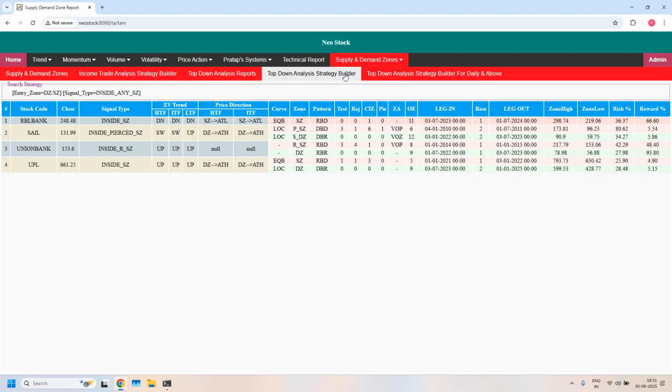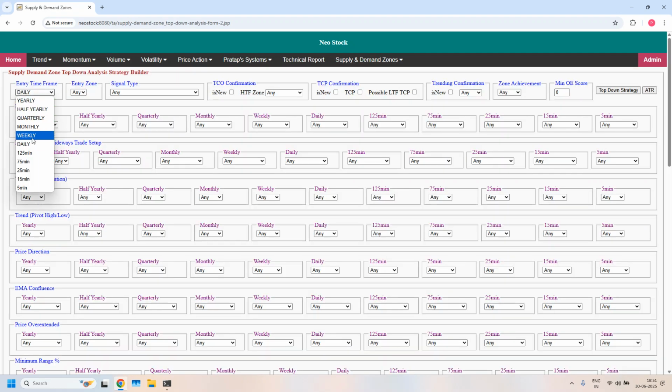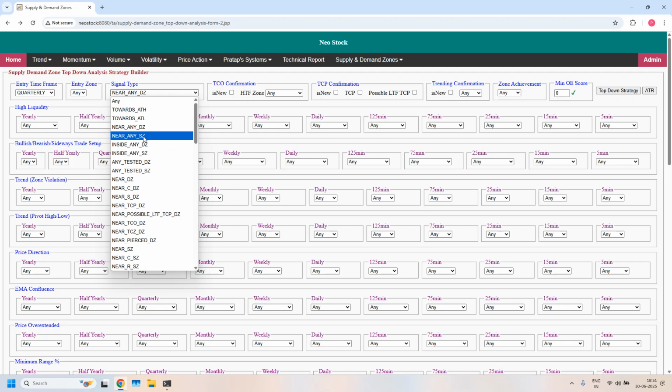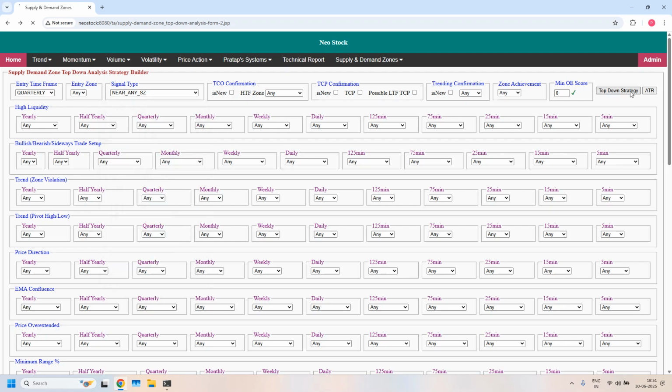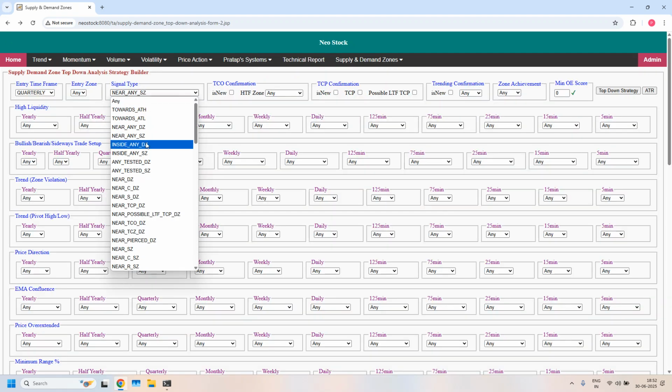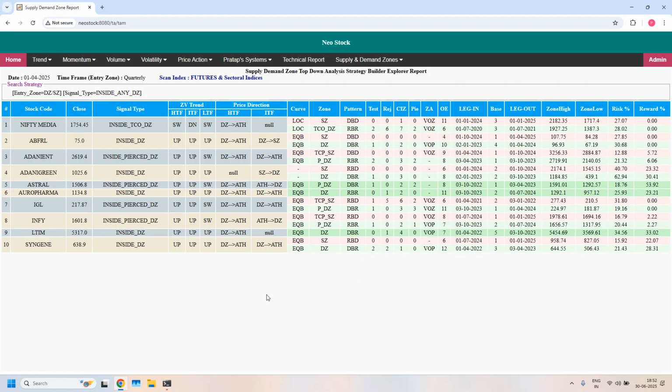Okay, next time frame is quarterly. Stocks near quarterly demand zone, we got 2 stocks. Next, stocks near to the quarterly supply zone, also we got 2 stocks. Next, price closed inside the quarterly demand zone, we got 10 stocks.